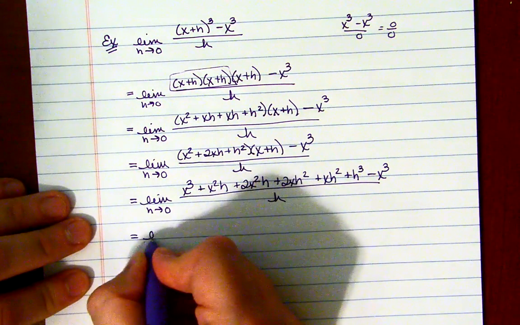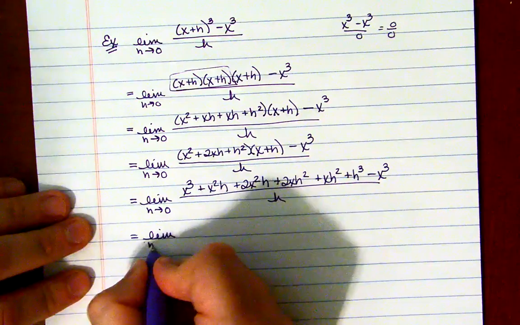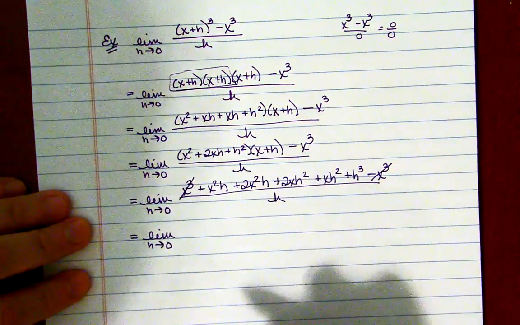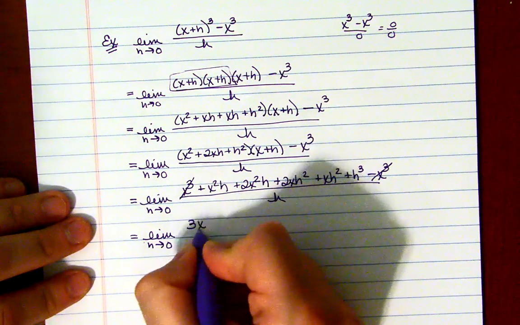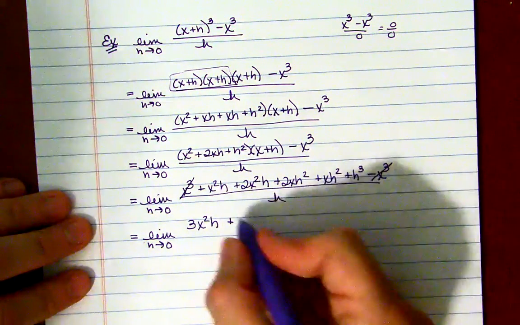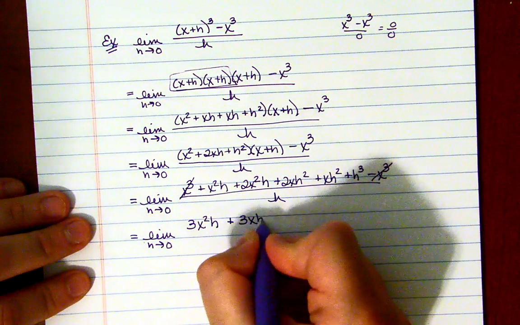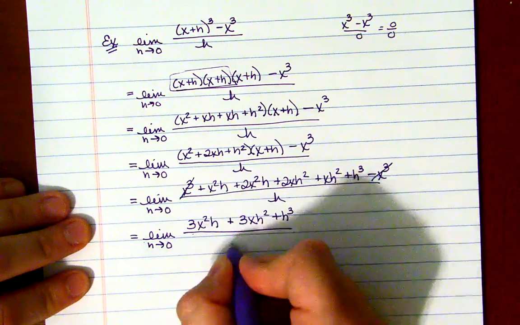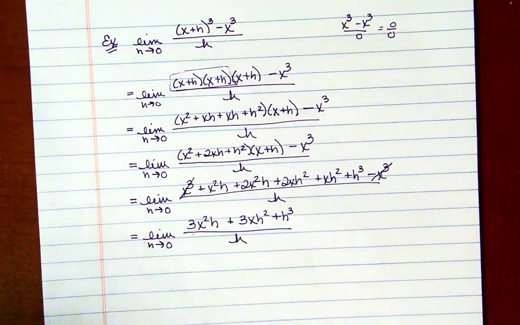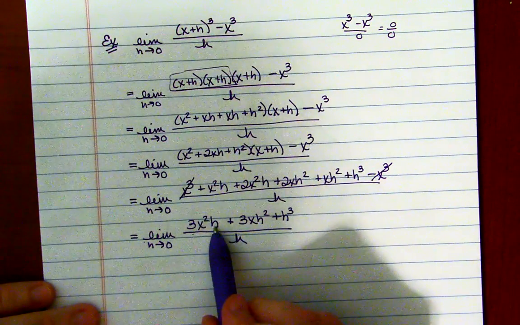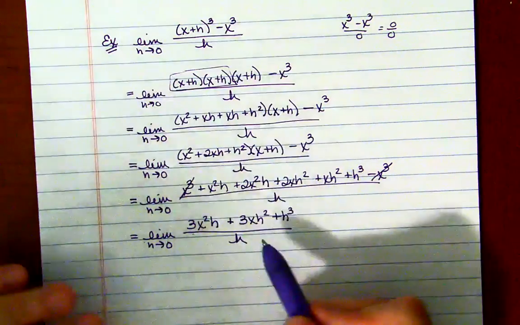I'm going to combine like terms. That's kind of nice. Those are gone. 3x squared h plus 3xh squared plus h cubed over h. I can try to do my plugging in, but I think I'm still going to have a problem. Yeah, 0 plus 0 plus 0 over 0. It's still 0 over 0.